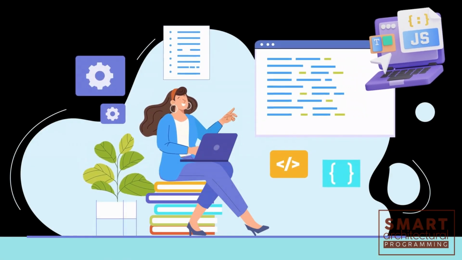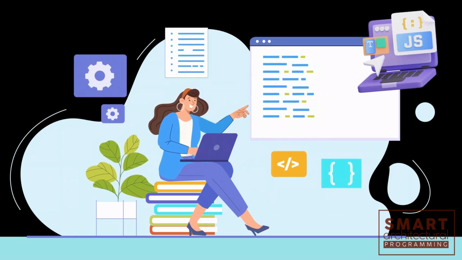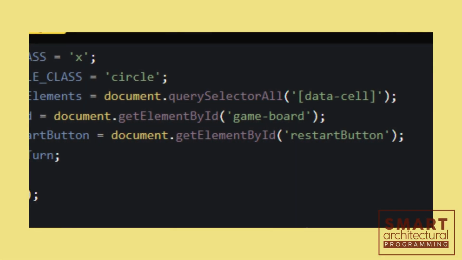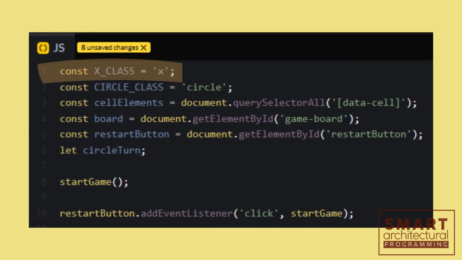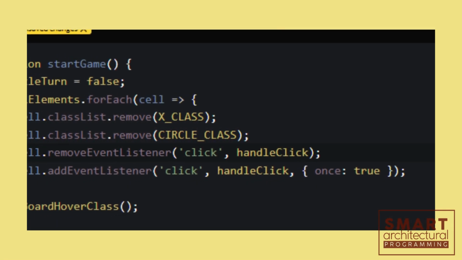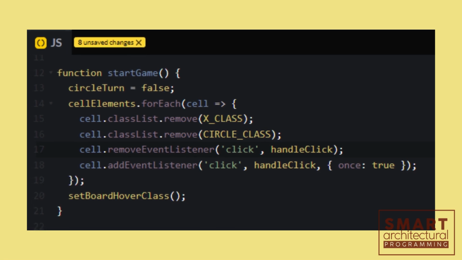Now, let's move on to the JavaScript part, where all the magic happens. We'll start by selecting our game board and cells and setting up event listeners. We start by defining constants for the X and circle classes, selecting the cells and board, and setting up the restart button. The start game function initializes the game state and sets up event listeners on each cell.